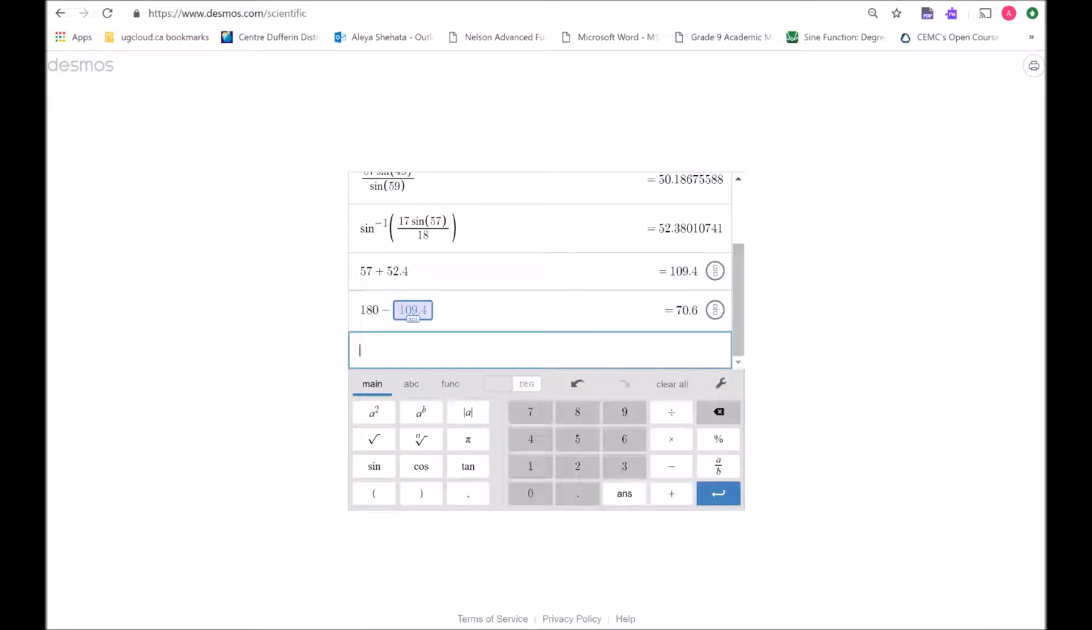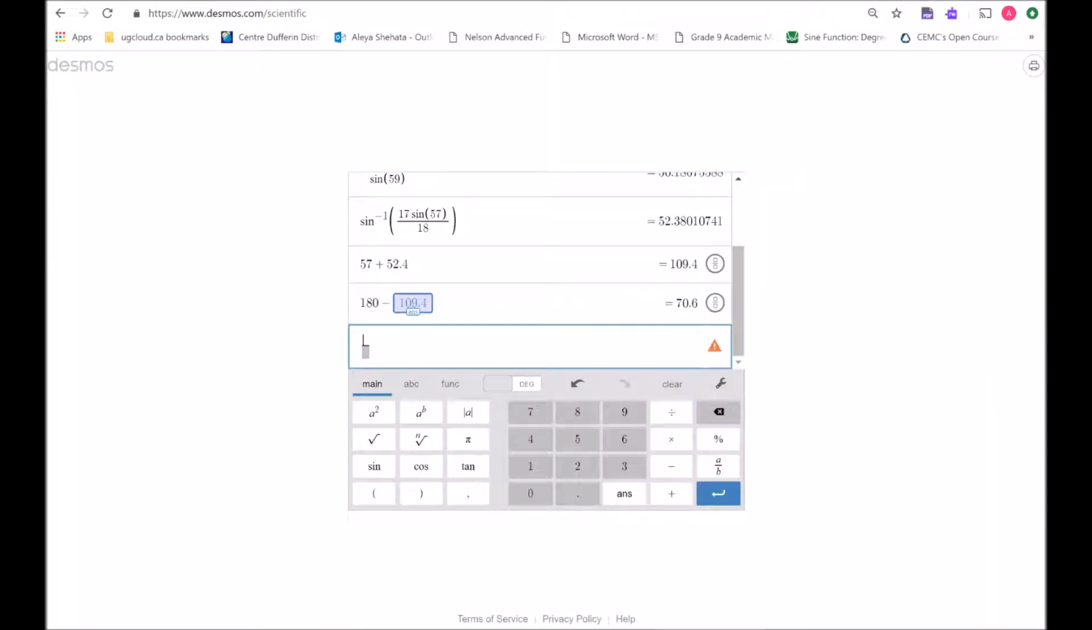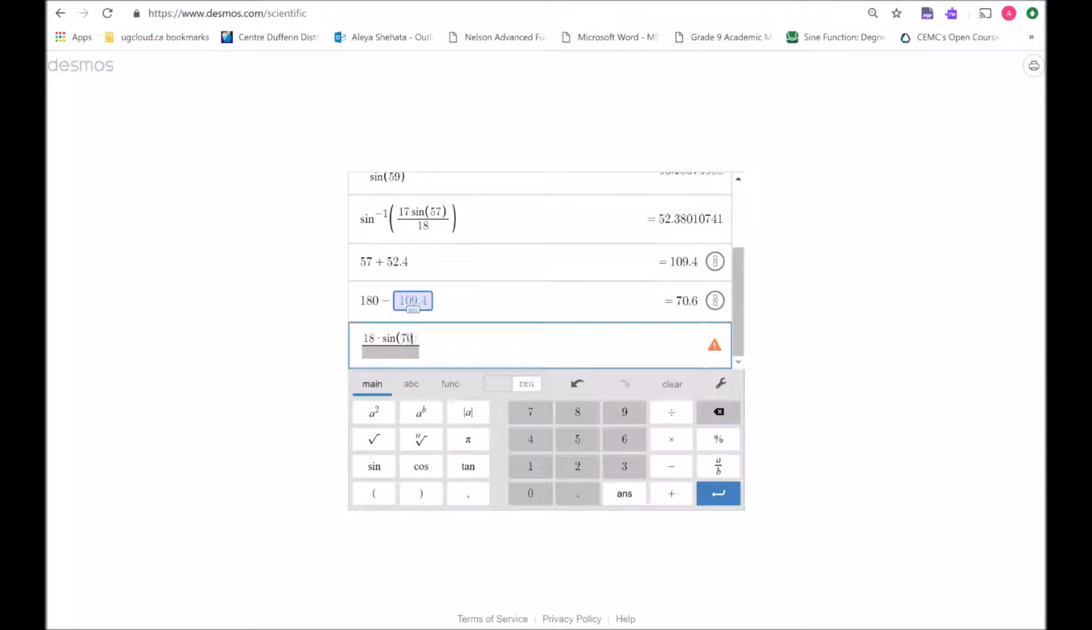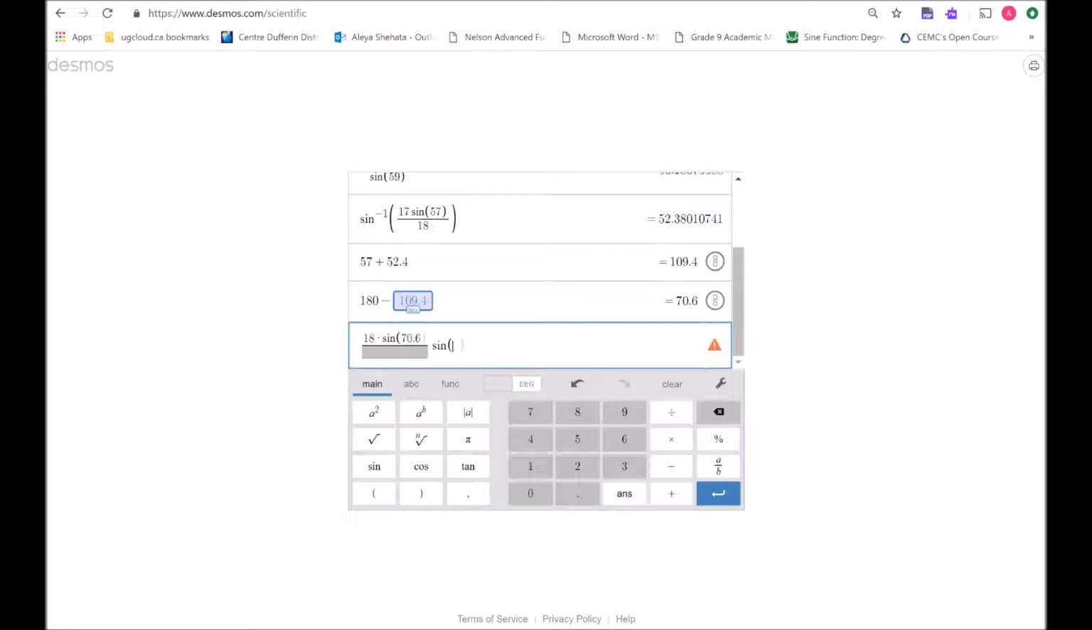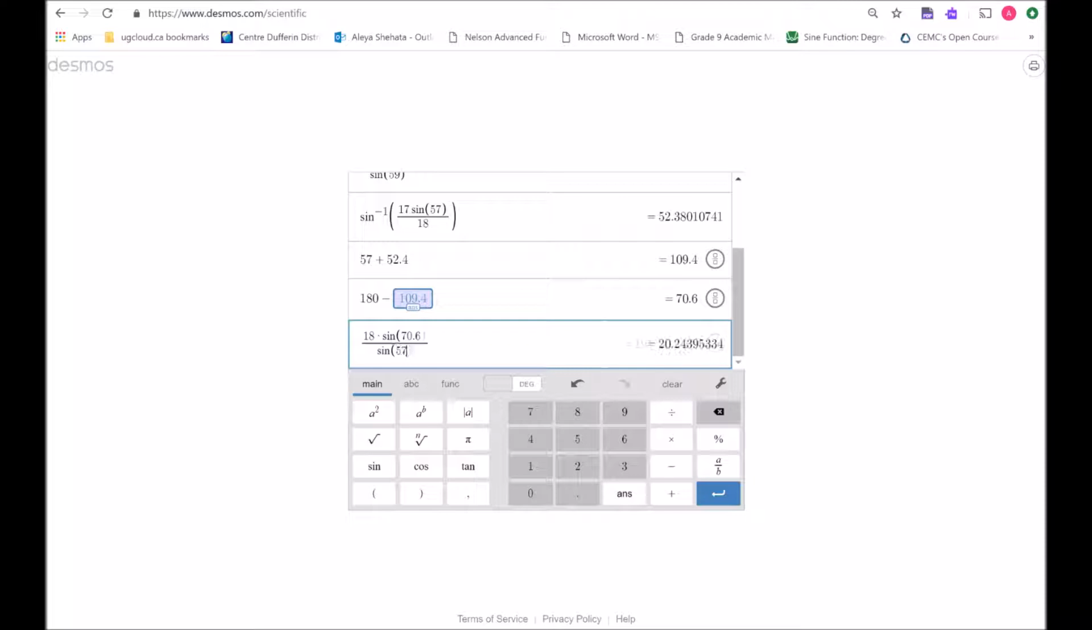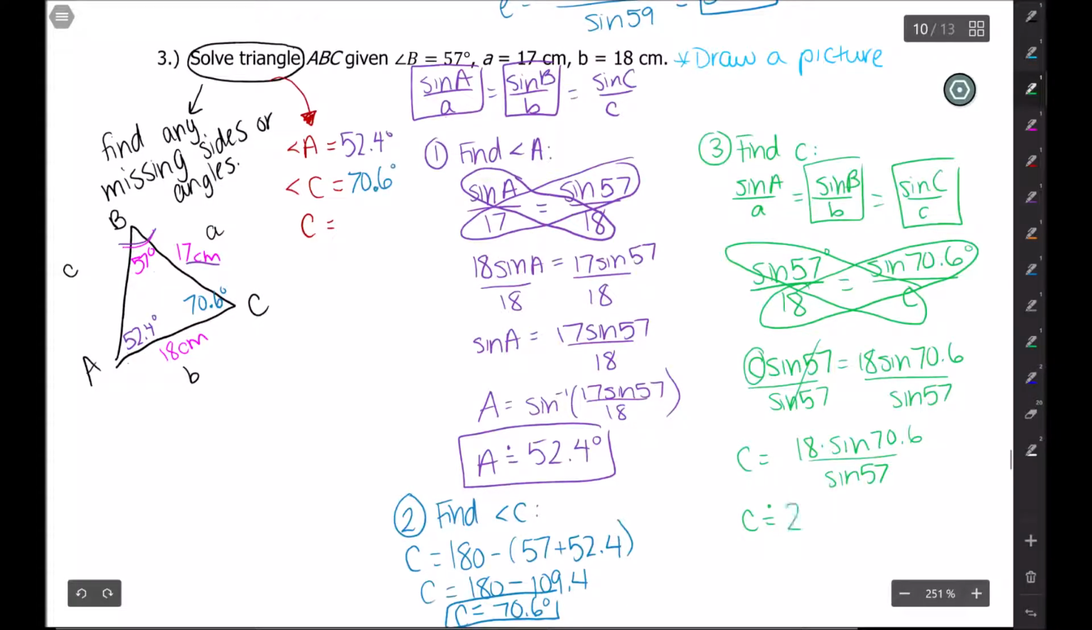So right here I'm going to do my division, and we have 18 times the sine of 70.6 all over sine of 57. I end up getting 20.2 right here. The 4 keeps the 2 the same. So C is equal to approximately 20.2 meters.